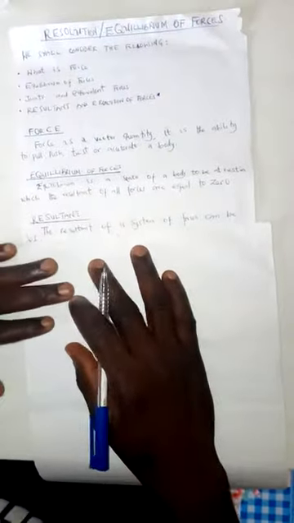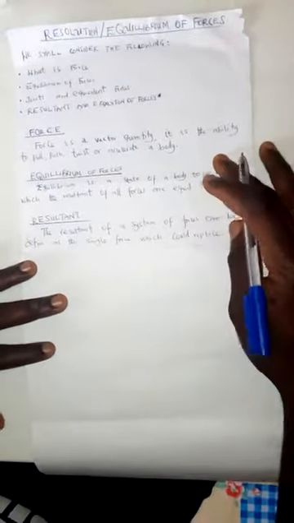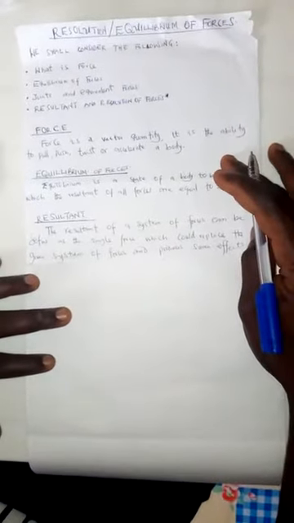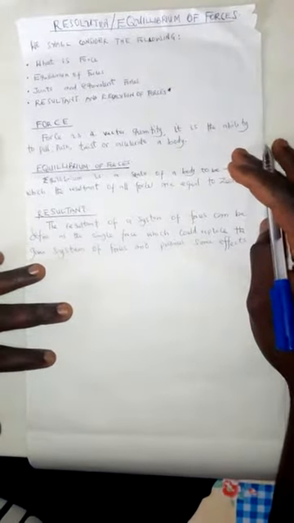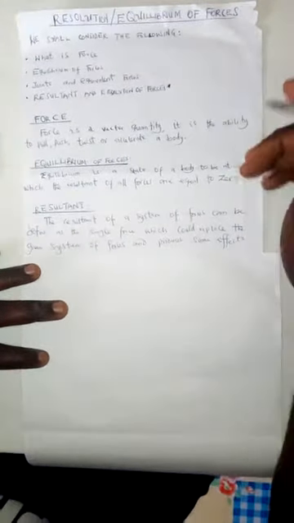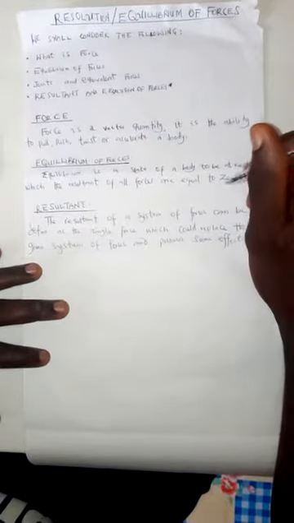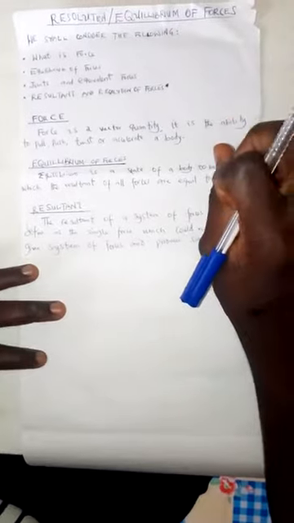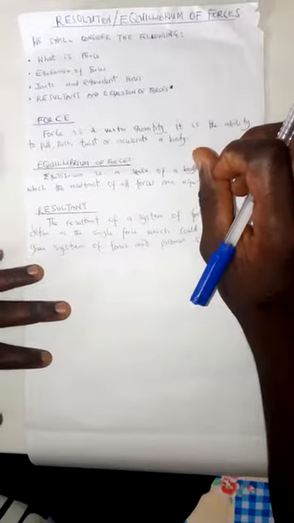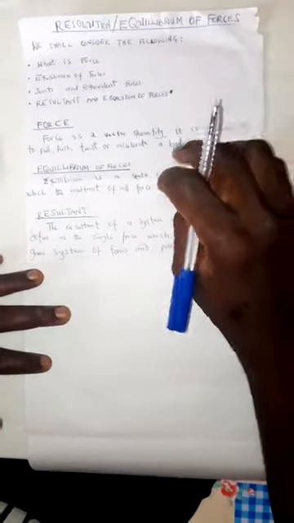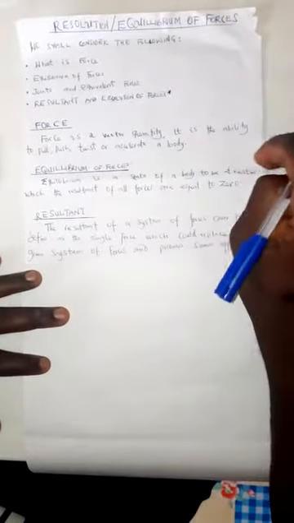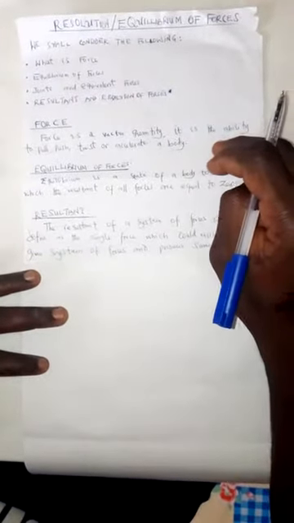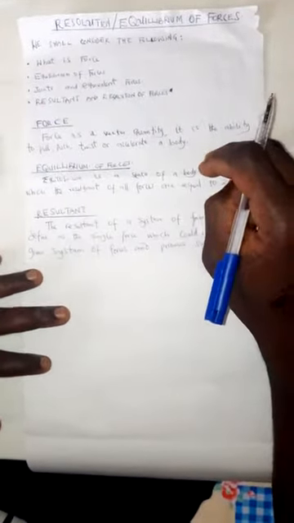The resultant of a system of forces can be defined as a single force which will replace the given system of forces and produce the same effect. This means the resultant of a force is that single, particular force that will act on a system and produce the same effect which the individual forces acting on that particular system will result in.